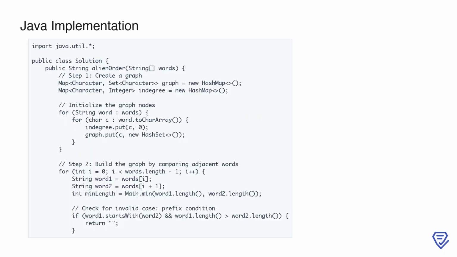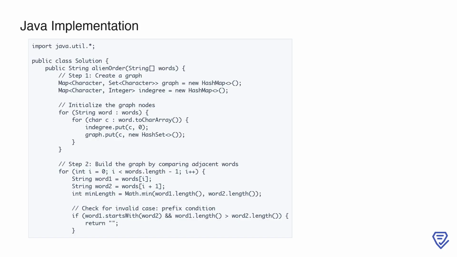Here, we begin the Java implementation of the alien dictionary problem. First, we import the necessary libraries and define the alien order method, which takes an array of words as input. Our goal is to determine the order of characters in the alien language. The solution starts by creating a graph, which will represent the relationships between characters, and an in-degree map, which tracks the number of incoming edges for each character.